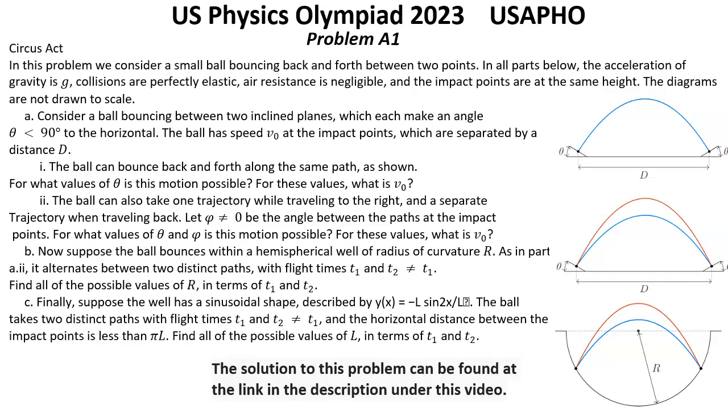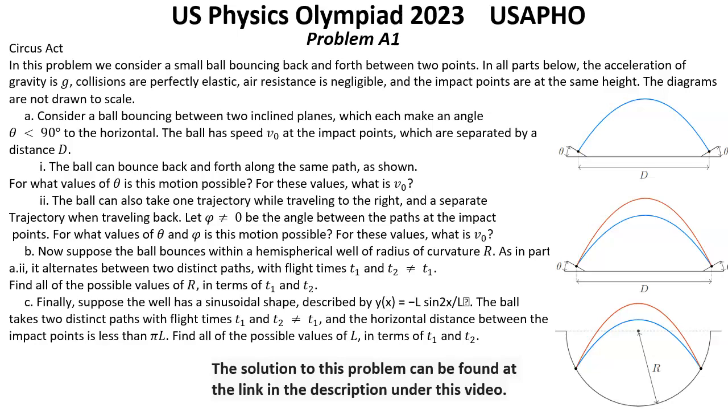US Physics Olympiad, year 2023, USAPHO, final round. This examination had two parts, as usual, part A and part B. Each part had three questions and lasts for 90 minutes.